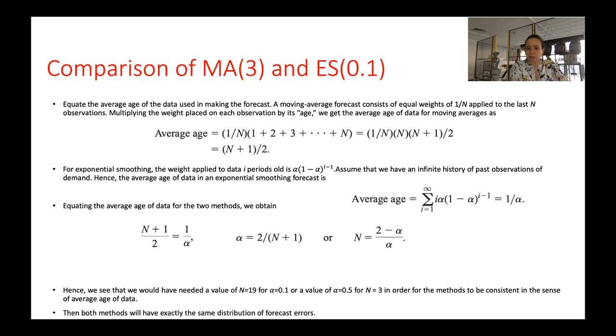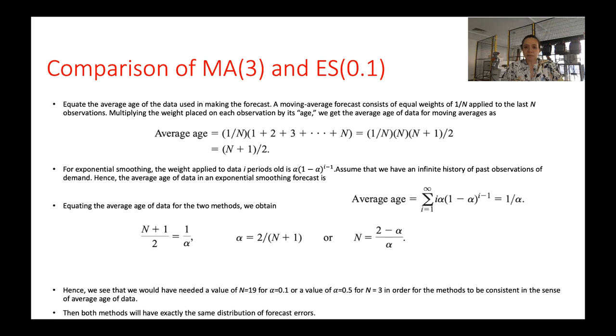And when we equate the average age of the data for the exponential smoothing method and the average age of the data for the moving averages method, in fact, we can make the parameter settings consistent. Here, according to this equality, if we take the alpha value as 0.1, then we have to choose the n value as 19. Or if we are choosing the n value as 3, then we have to choose the alpha value as 0.5. In that case, we can make a comparison between both of the methodologies.